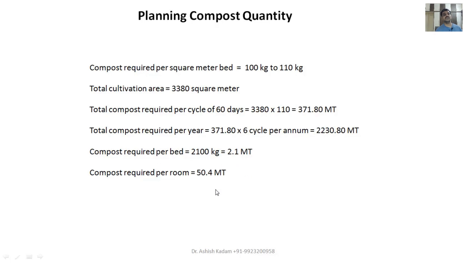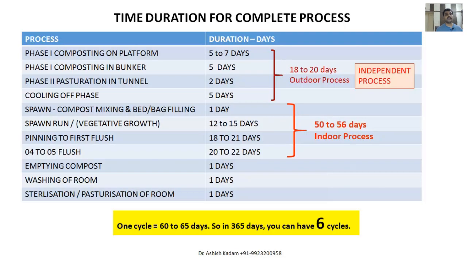So considering this quantity of compost, now we have to go back and design the pasteurization tunnel, the bunkers, and the platforms, ponds, etc. to make the compost required to fill one room. So this is how we do the planning for the compost. This is how we do the planning for the cropping area.